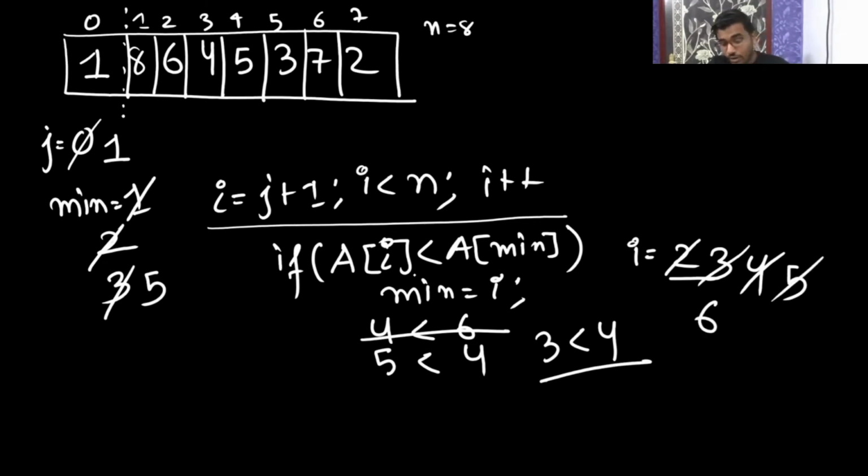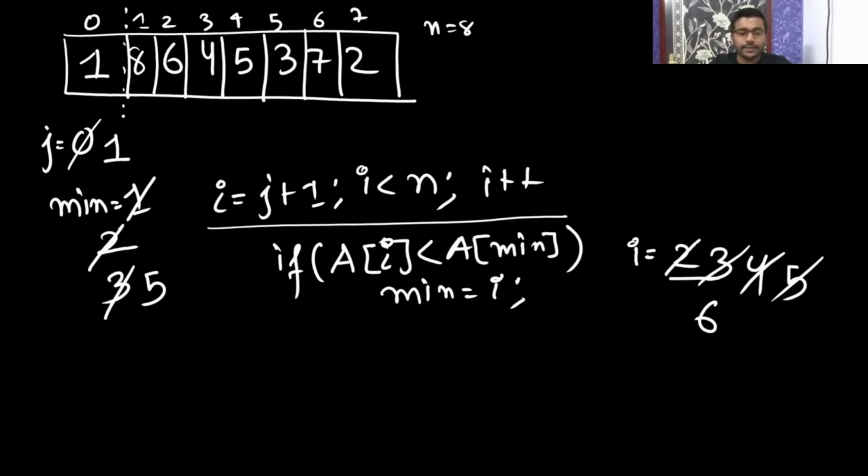See here I am not doing the swapping. First I am finding the index of the mean element. Now it went to 6, and the element here is 7. So we check whether 7 is smaller than a of 5, which is 3. No. So it will not go inside this if. Then i will be 7. Now a of 7 is 2. 2 is smaller than 3. Yes, it is smaller. So mean will be i. i is going to 7.